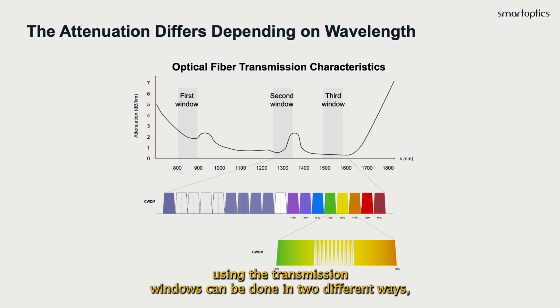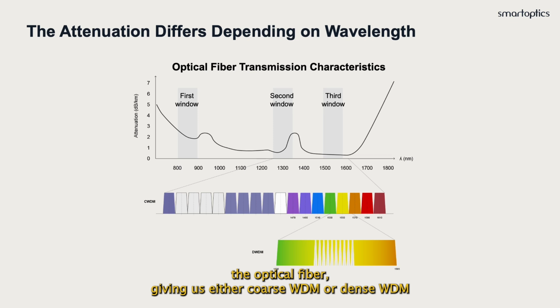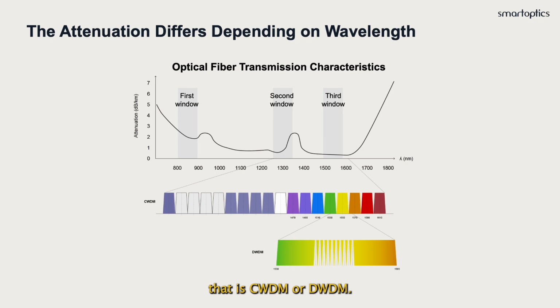Using the transmission windows can be done in two different ways, depending on how much bandwidth each wavelength is allocated on the optical fiber, giving us either coarse WDM or dense WDM, that is, CWDM or DWDM.